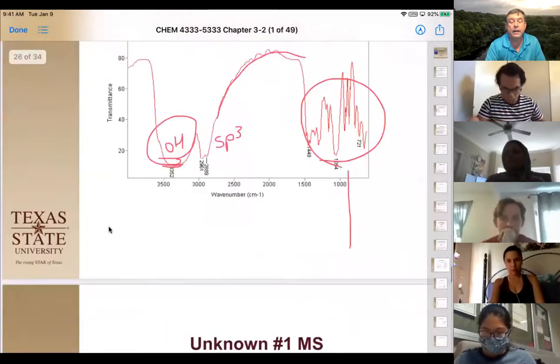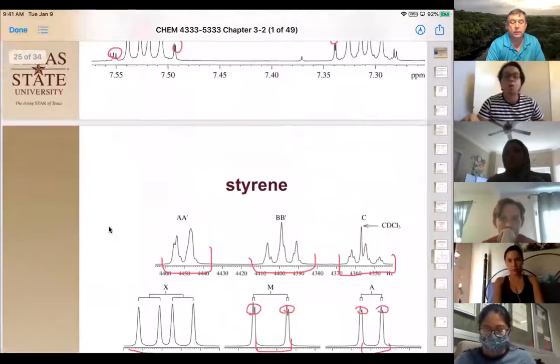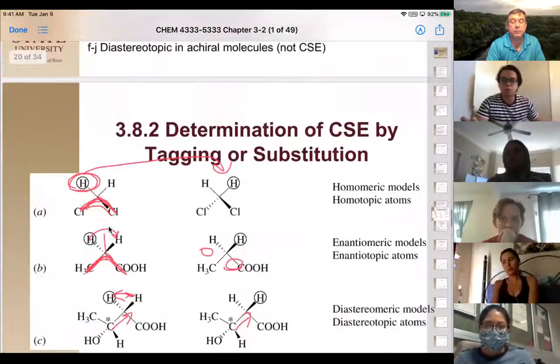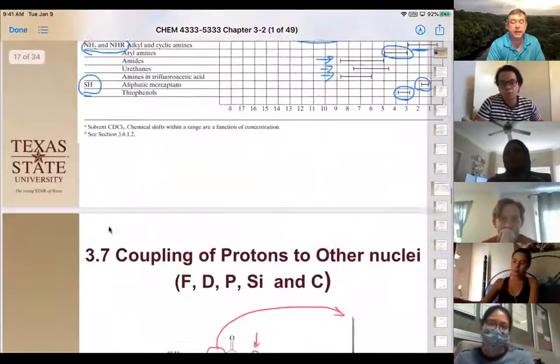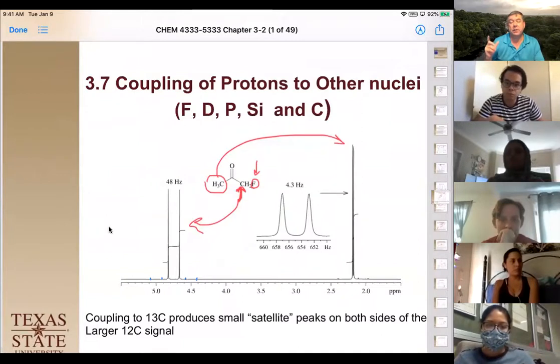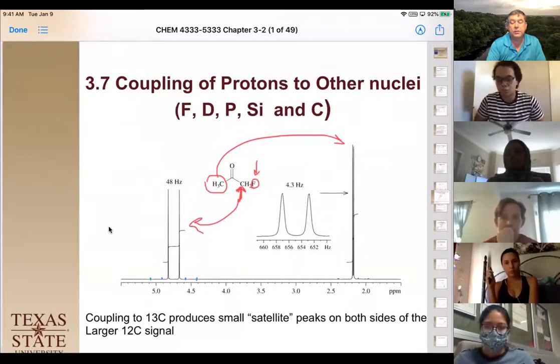What was that? It's fluorine. Fluorine, yeah. Fluorine has a 1/2 spin, and because fluorine has a 1/2 spin, it can couple. And not only that, because it has a very big coupling constant, you can actually see more than 3 bonds over. Okay, so that's fluorine.